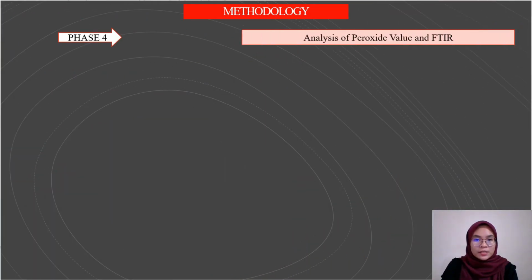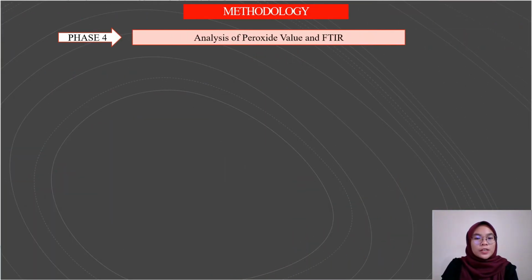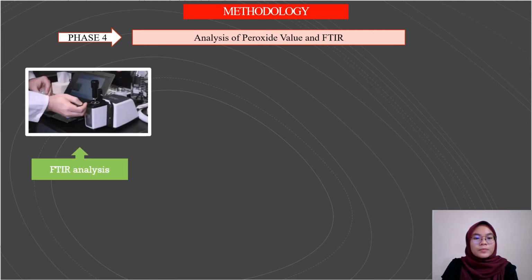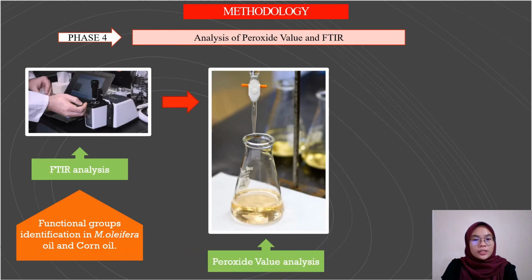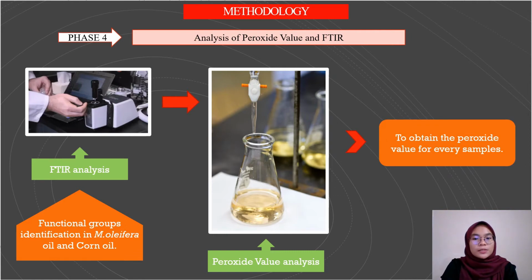Okay, the fourth phase is analysis of peroxide value and FTIR. We conducted an FTIR analysis for functional groups identification in Moringa Oleifera oil and corn oil. After that, we ran peroxide value analysis to obtain the peroxide value for every sample.